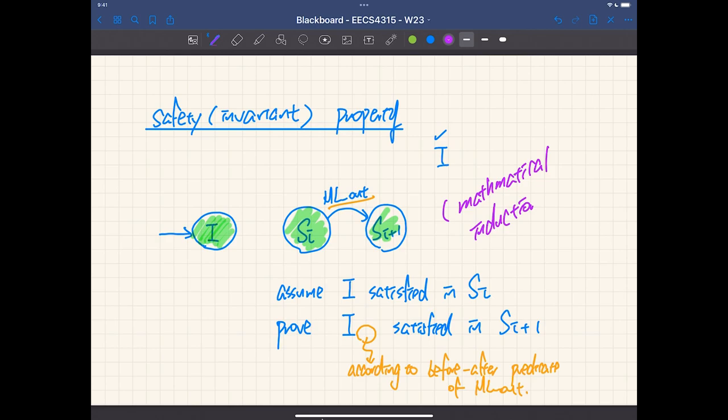And I believe this is weak induction because we only assume one before states, so not strong induction, just for your information, okay? All right, so guys, hopefully you're still fine, right?